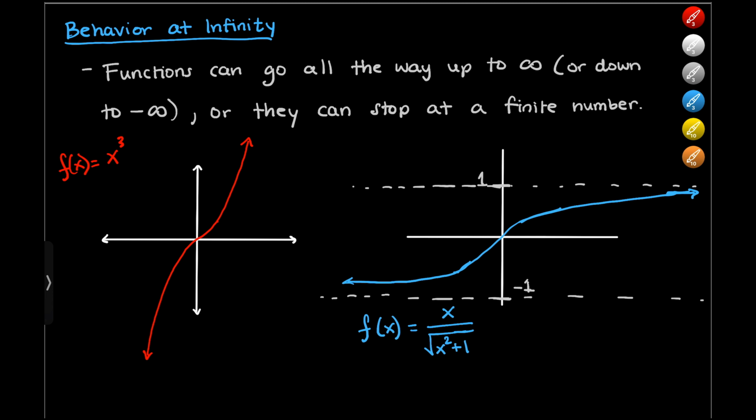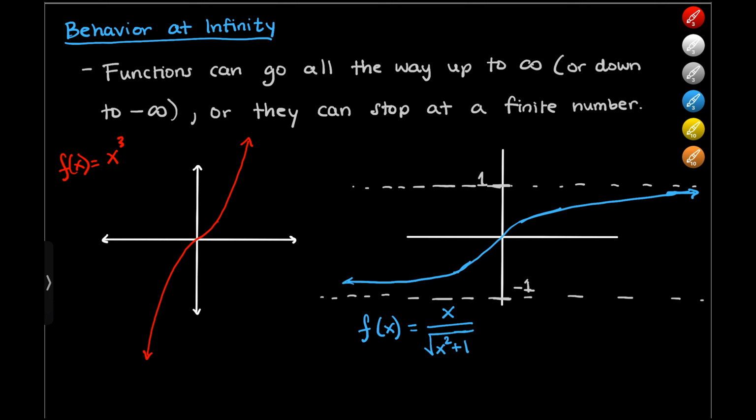Functions can go all the way to infinity or down to negative infinity, or they could stop at a finite number. In this first red example, you can see that the function f of x equals x cubed goes all the way down to negative infinity as you go to negative infinity on the x-axis, and it goes all the way up to infinity as you go to infinity on the x-axis as well.